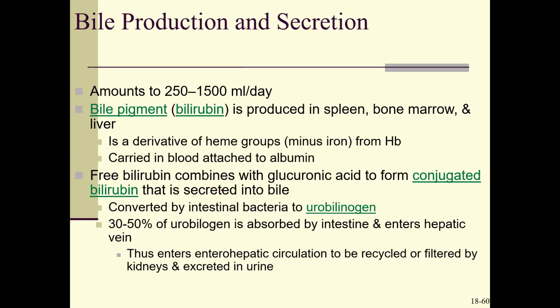gets taken back up via the MRP2 transporter, and it enters the hepatic vein and goes back to the liver. And it'll be recycled, or it'll get filtered by the kidneys because it's now soluble, so the kidneys can now excrete it. But intestinal bacteria, members of the genus Bacteroides, convert conjugated bilirubin into urobilinogen.